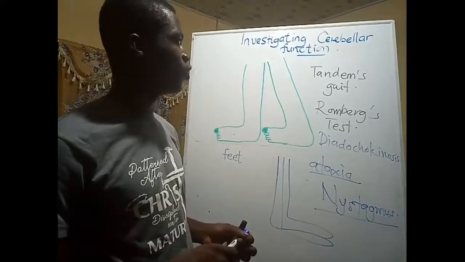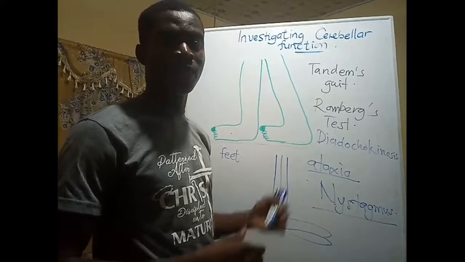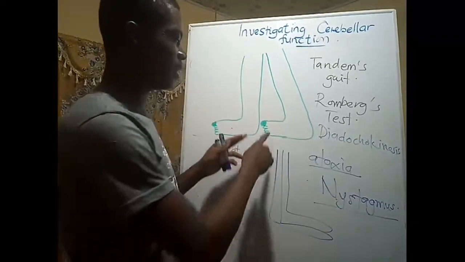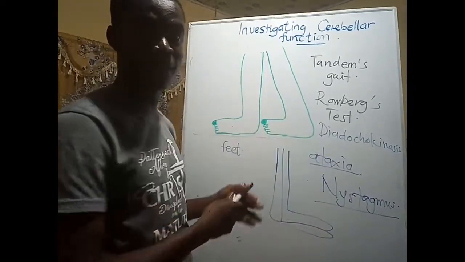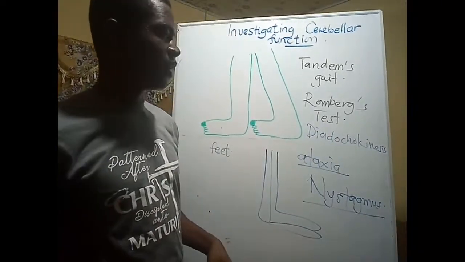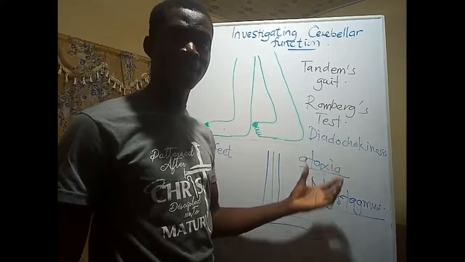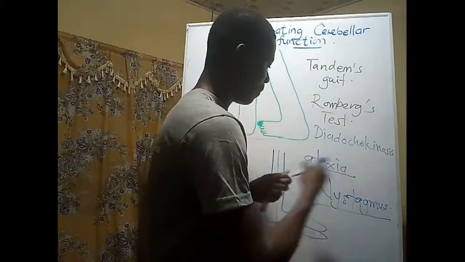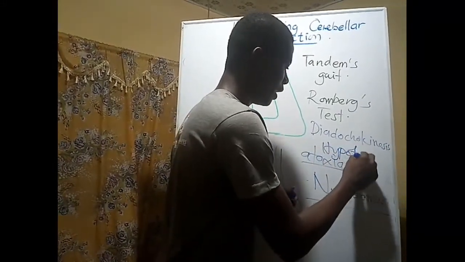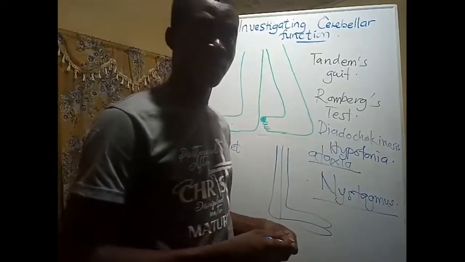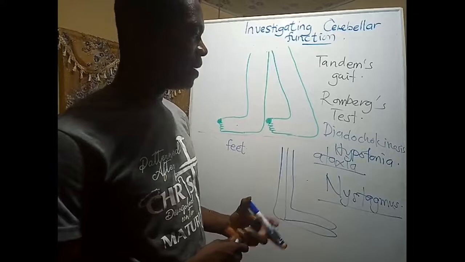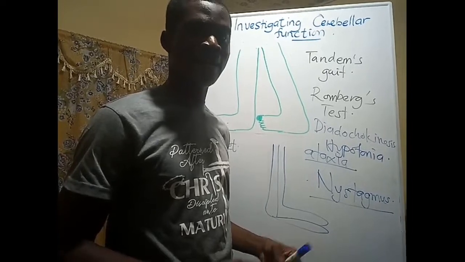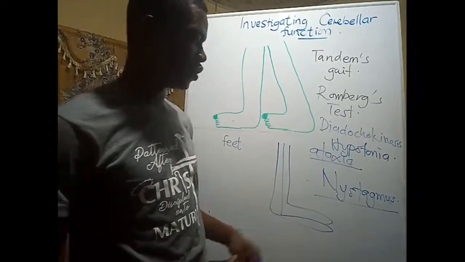So this is basically a short video helping us to investigate cerebellar dysfunctions. We looked at tandem gait. We said we ask the person to walk such that each foot follows the other in a straight line. And Romberg's test, we looked at that, and then we looked at dysdiadochokinesis. We said that in the case of cerebellar dysfunction, the person will experience dysdiadochokinesis. The person has hypotonia, reduced muscle tone, and nystagmus. Is that okay? So these are basically some of the tests you can use to verify cerebellar dysfunction. Like I promised you, it's a very short video that helps us to understand this.